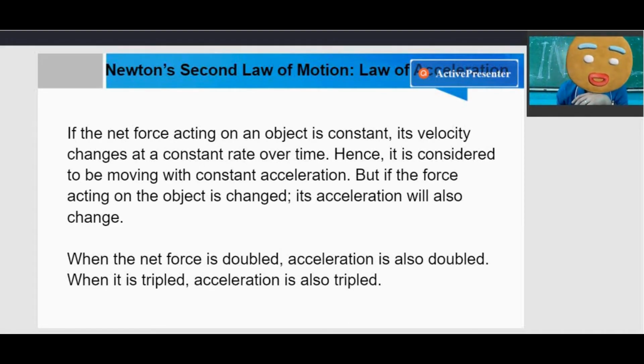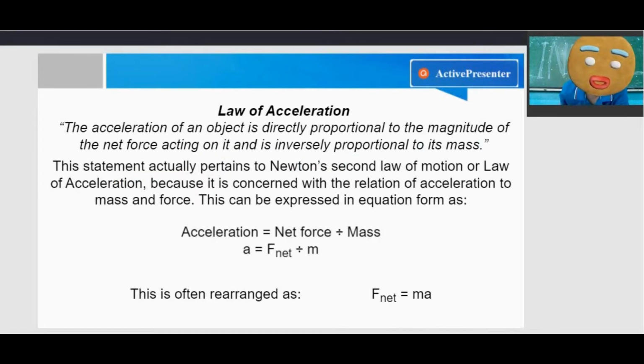Okay? When the net force is konti lang, yung force na ginamit mo, then the acceleration of the object is konti din lang. Okay, so here, the law of acceleration states the acceleration of an object is directly proportional to the magnitude of the net force acting on it, and is inversely proportional to its mass. Okay? So, ibig sabihin yan, yung acceleration is directly affected by the force. Kung malakas ang force, malakas ang acceleration. Kung mahina yung force, mahina yung acceleration.